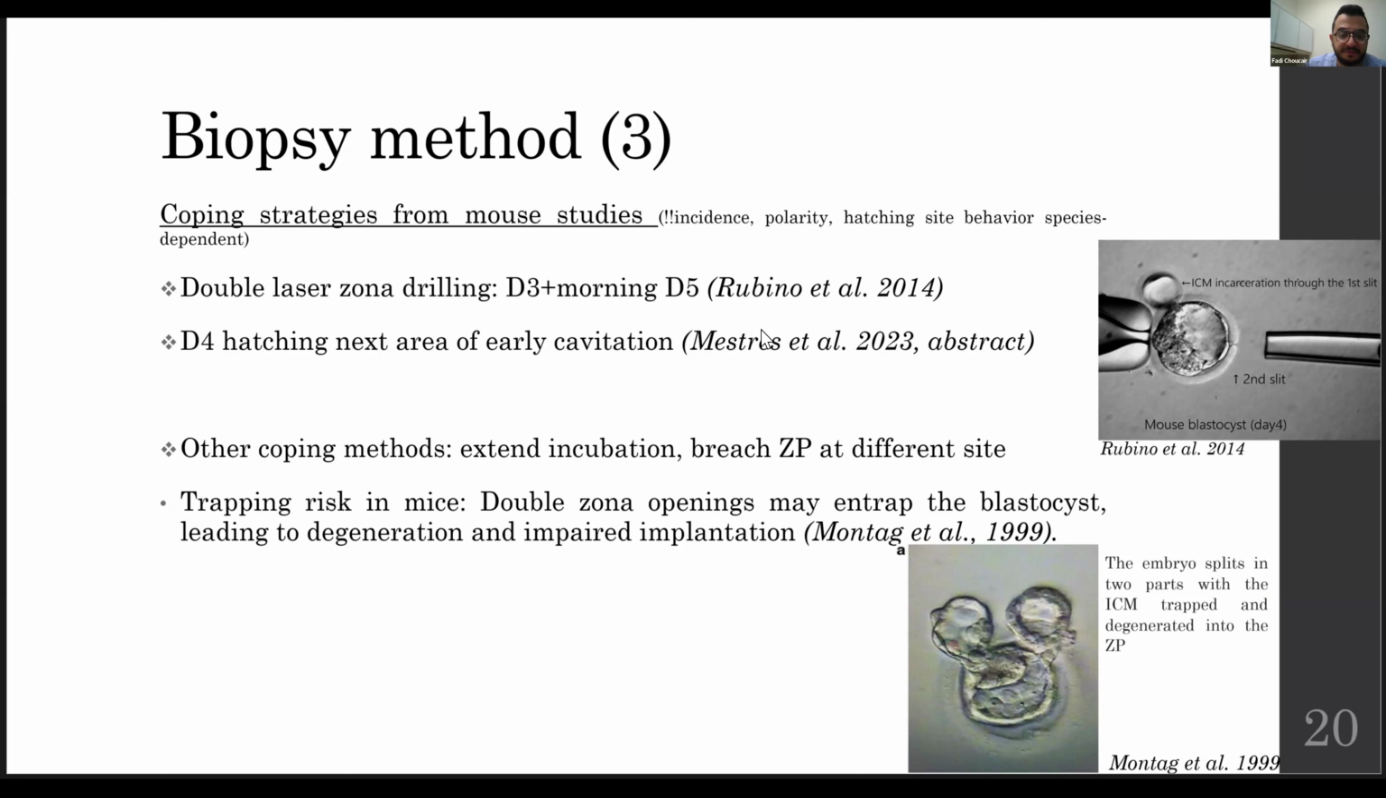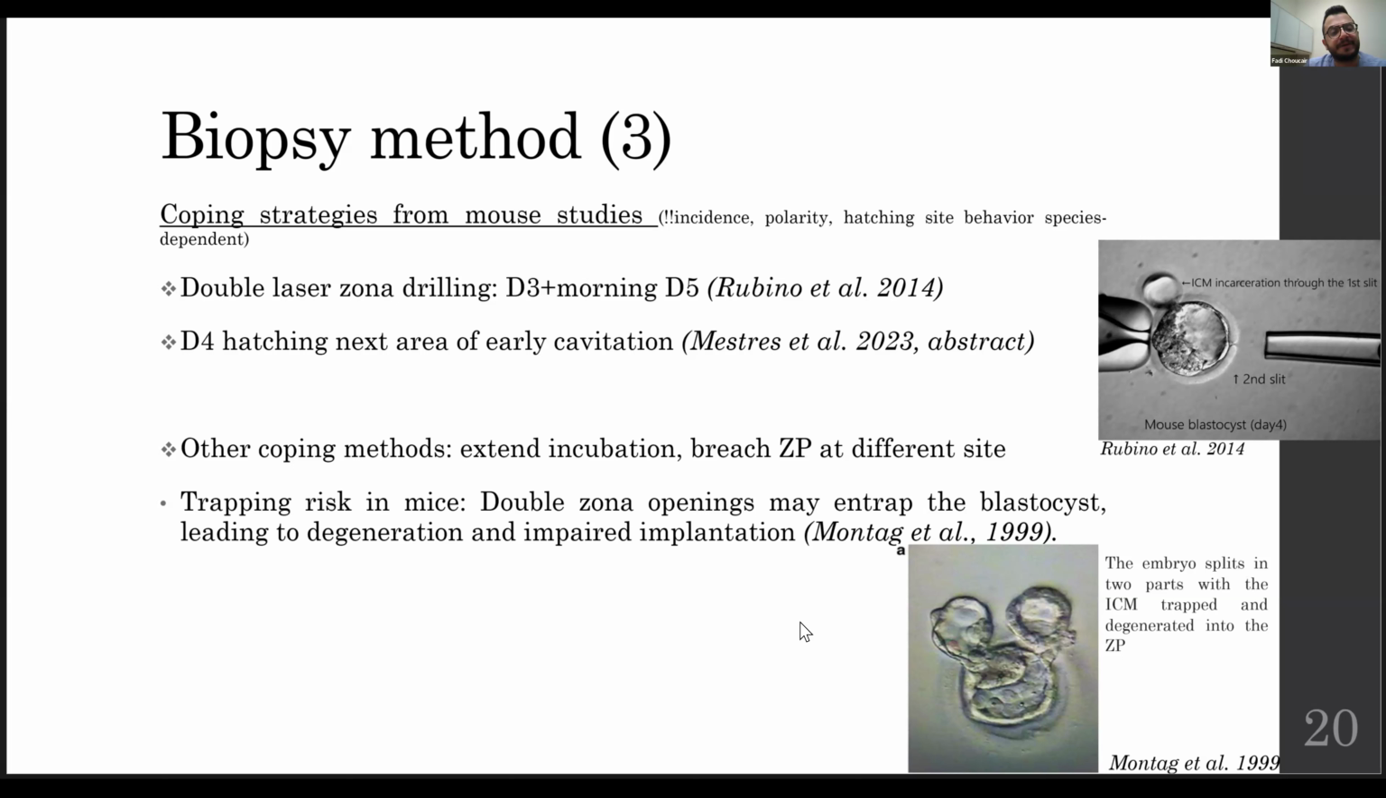Another proposition was a day 4 hatching, not day 3 hatching, next to the area of early cavitation. Those are mouse study data. This is data reported from Mestres, from an abstract presented at ESHRE. Other coping methods are to extend incubation to get more trophectoderm cells, or to breach the zona pellucida at a different site.